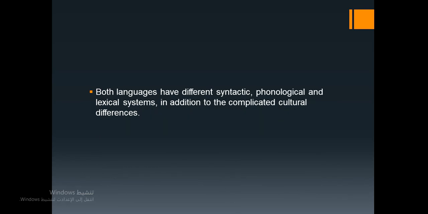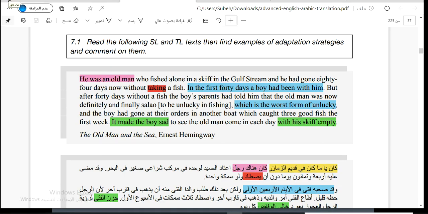Okay, I'm going now to our book to discuss some exercises. Here is a literary text from The Old Man and the Sea, written by Ernest Hemingway. We are going to read the source text together and see how the translator tried to use his strategies to give us a natural translation that is comprehensible for the target reader.